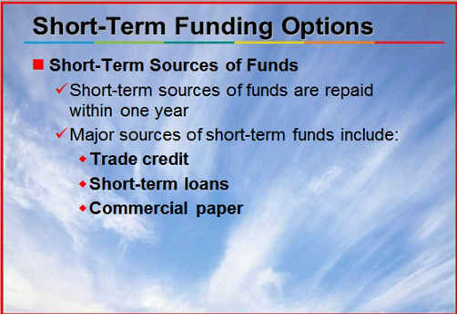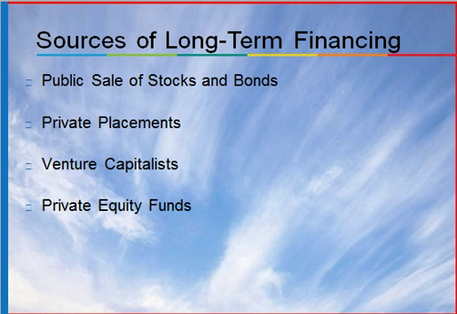Let's start by looking at the short-term sources of funds. If you remember, short-term sources of funds are repaid within 1 year. Major sources of short-term funds include trade credit, short-term loans, and commercial paper. If we need funding for longer-term assets, we need to look at long-term financing. This would include the public sale of stocks and bonds, private placements, venture capitalists, and private equity funds.